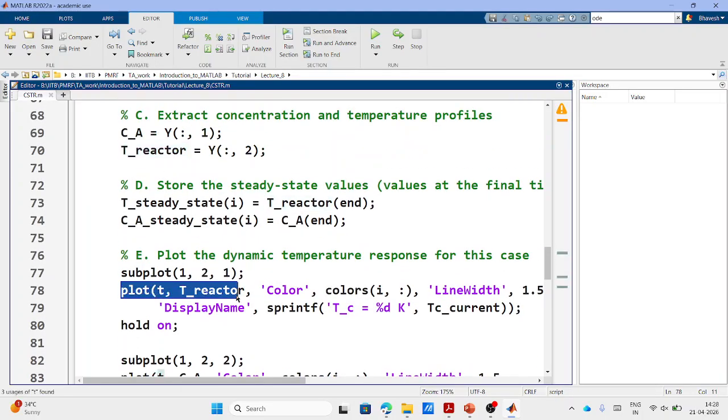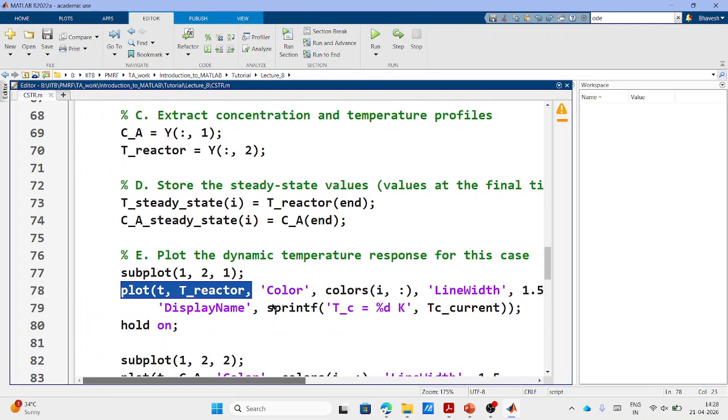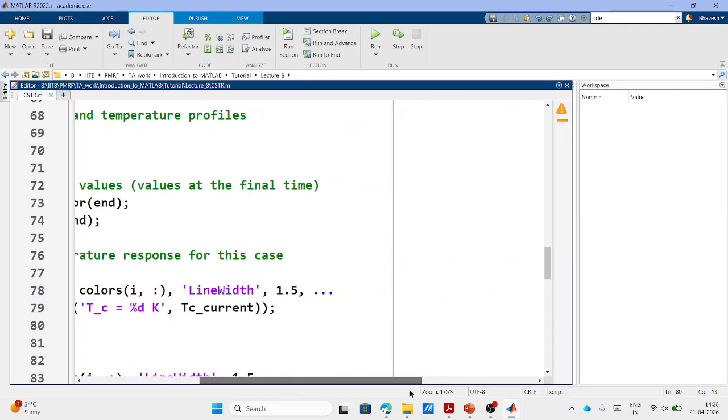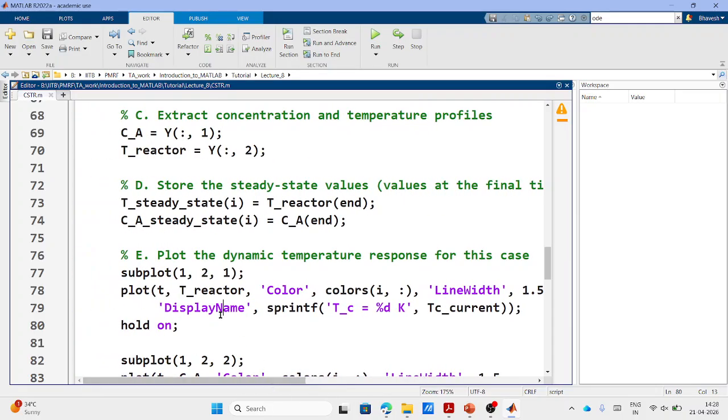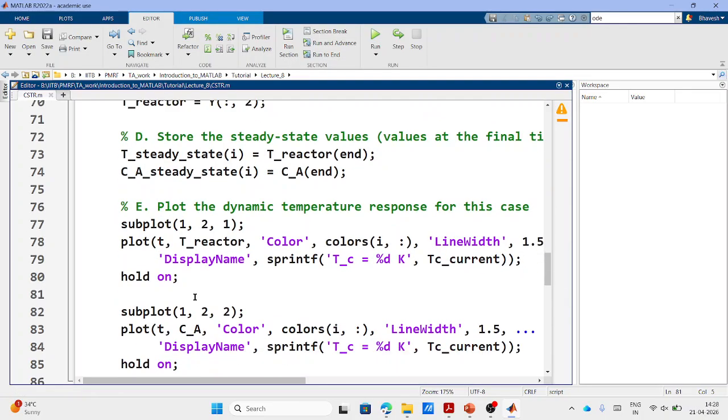So this is plot T versus T reactor. Again, this color part and these things are just for beautification. If you don't provide this color portion, it will automatically take some new color, so you don't have to worry about it. Line width I am controlling. I am displaying the name which says Tc is equal to %d K, where I am supplying the current temperature values. Okay. Hold on is on so that multiple plots will be done. Then subplot 1, 2, 2.